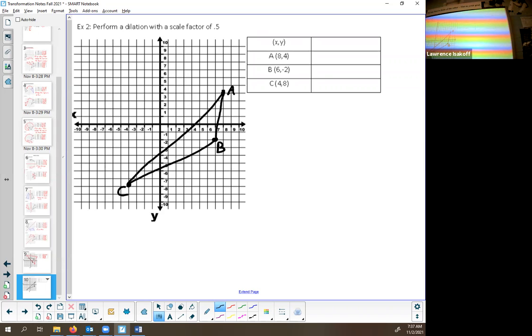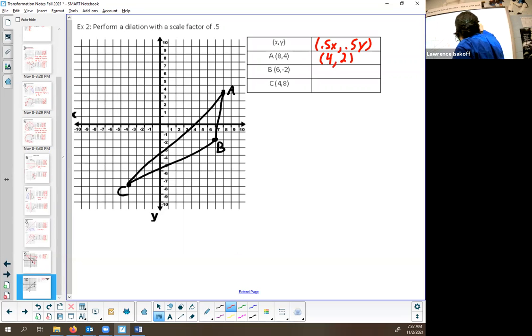Now I'm going to shrink it in half. So I'm just going to do 0.5 times x, 0.5 times y as my rule. So what's half of 8? What's half of 4? 4, 2. Half of 6. Half of -2, -1. Half of 4 is 2.